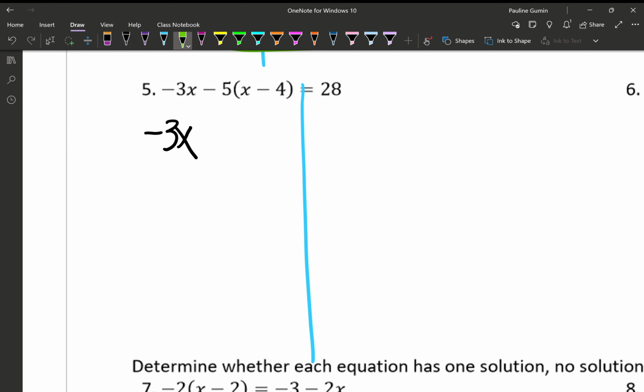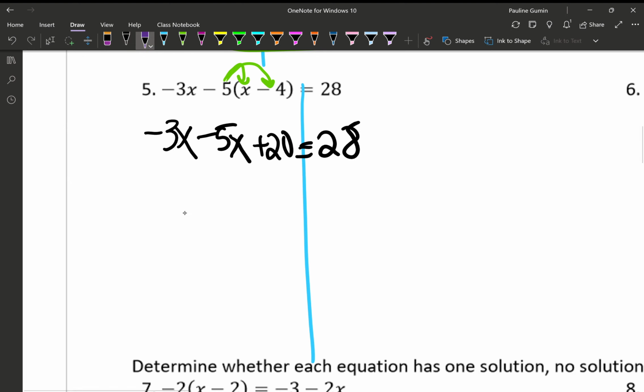First, I'm going to bring down that negative 3x because there's nothing I can do with it. Negative 5 times x is negative 5x. Negative 5 times negative 4 is positive 20. Nothing changes on the right side.